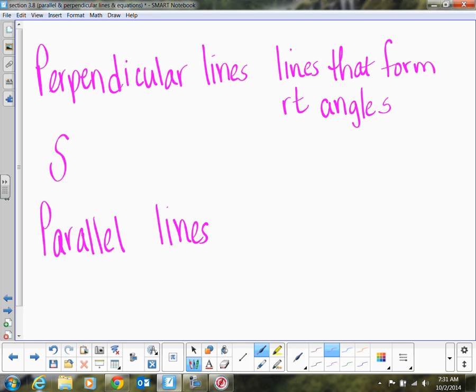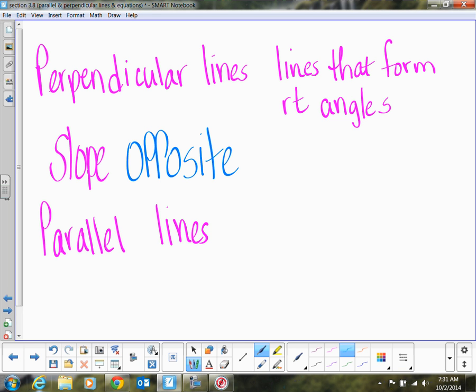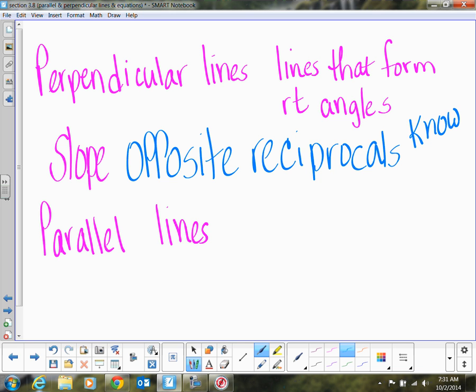But what do you know about the slope of perpendicular lines? They're opposite reciprocals. This is huge. You need to know this for this test, you need to know this for the next test, and you're going to need to know this on your polygon unit, which is unit 7. Slope, opposite reciprocals. You must know.